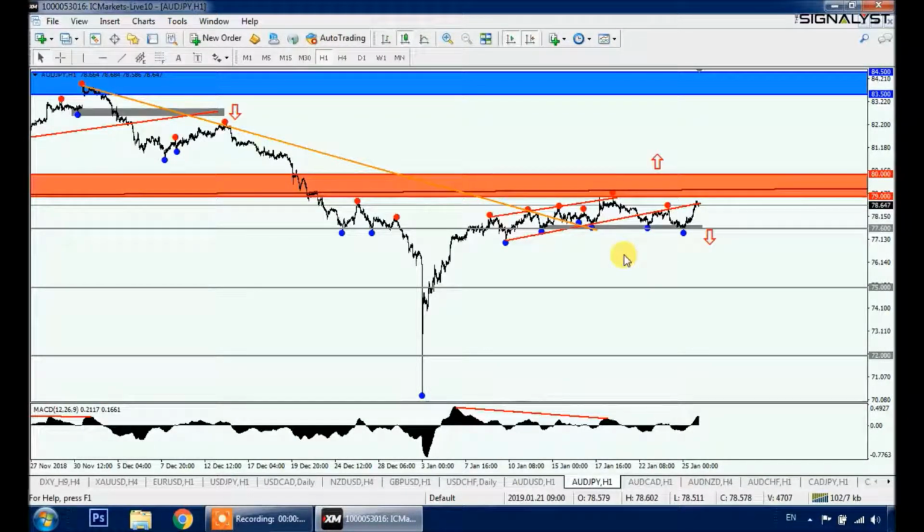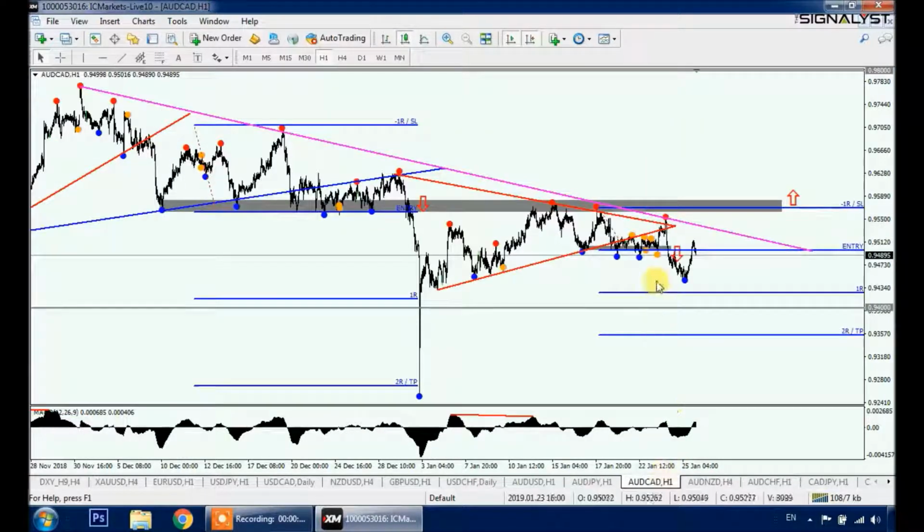Here we have an opportunity on H1: a channel in red, a divergence, and a rejection zone in red. So we are still waiting for a candle close below our last swing standing here to sell AUDJPY, and we will look for buy opportunities when it breaks above our red zone.